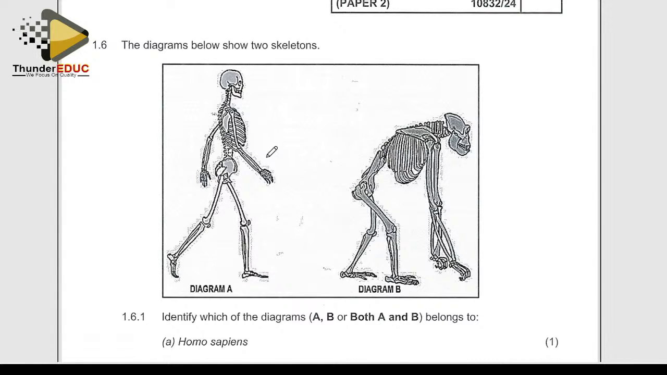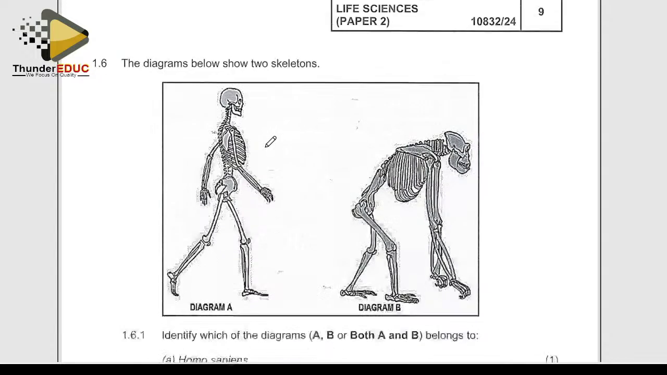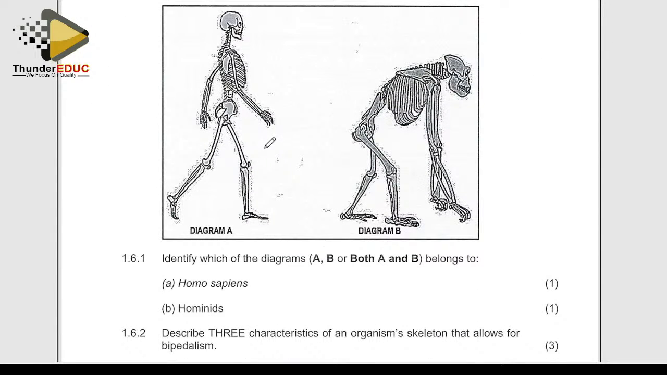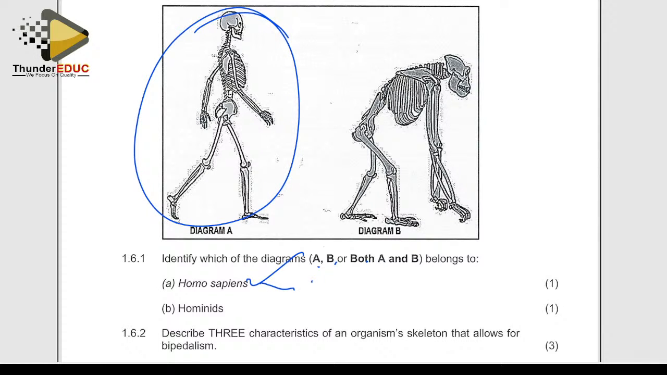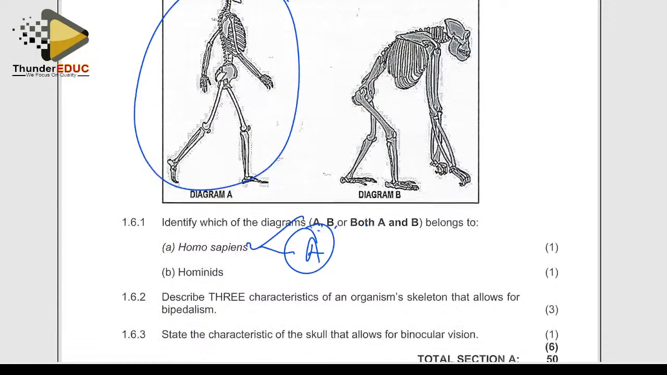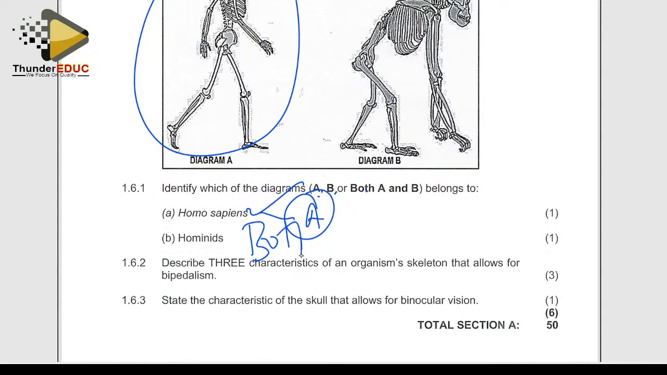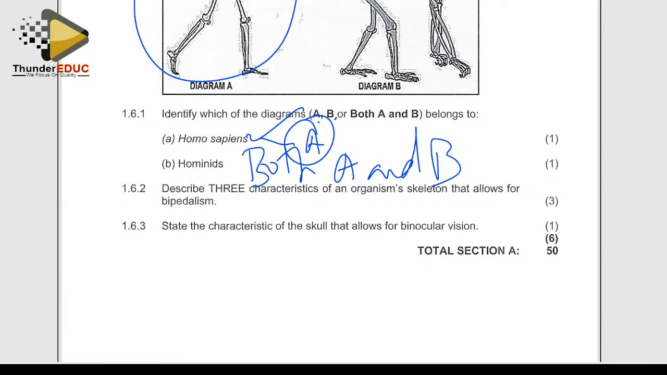Then we go to the next question, 1.6, so that we wind up with the first section. Identify which diagram, A, B, or both A and B, belongs to Homo sapiens. Obviously, this is Homo sapiens, diagram A. So you write diagram A. Hominids. We are hominids. Chimpanzees are hominids. Gorillas are hominids. So the answer is both. I'm sorry if you didn't get it right. Both A and B. Yes, so the answer is both A and B.